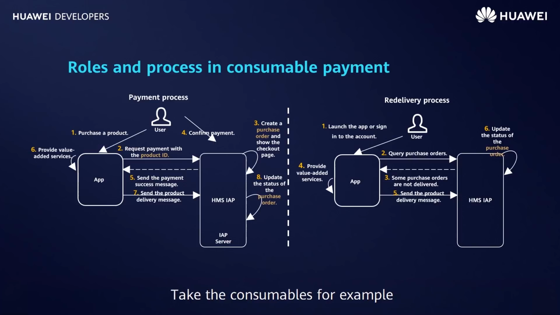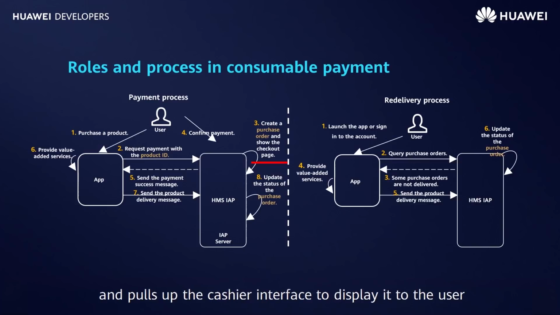Take a consumable, for example. The business process is divided into 3 rows: user, app, and IAP server. 1. The user initiates the purchase of a product. 2. The purchase interface of the IAP server is called with the parameter of product ID. 3. The IAP server responds to the purchase request, creates an order instance, and puts up the cashier interface to display it to the user.